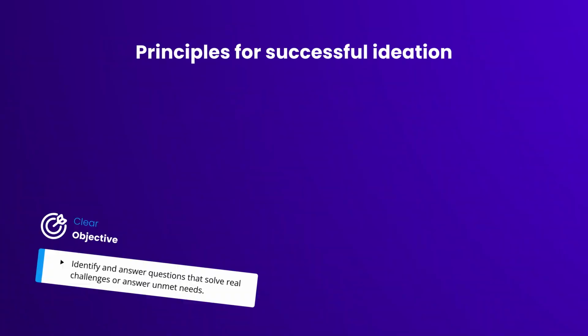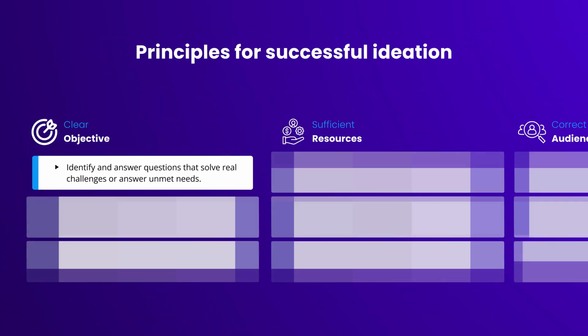Let's go through what each principle means and how each influences the success of the end-to-end ideation process. Principle 1, a clear objective. Often taken for granted but profoundly impactful is the clarity of your objective. The true impact and value creation comes from identifying and then answering questions that actually require innovative answers, that solve real challenges or answer unmet needs.